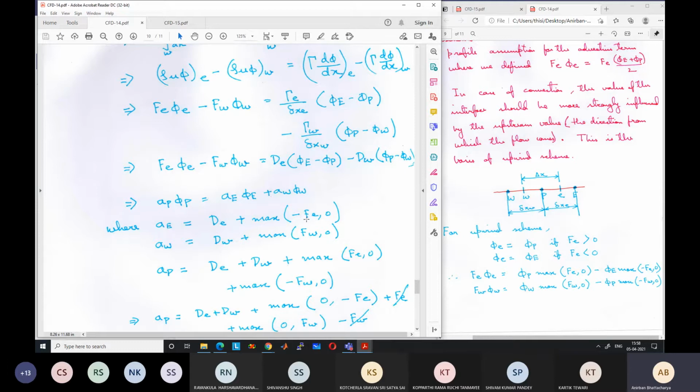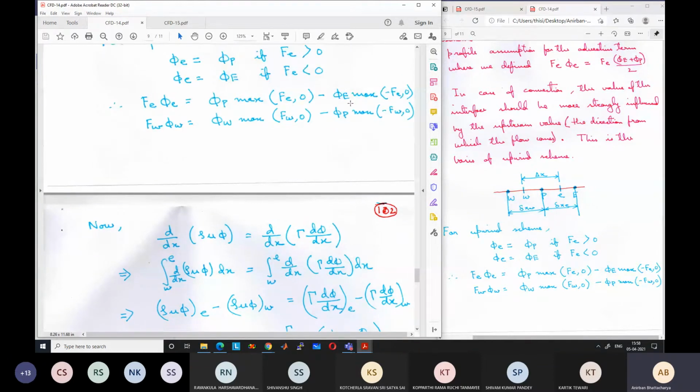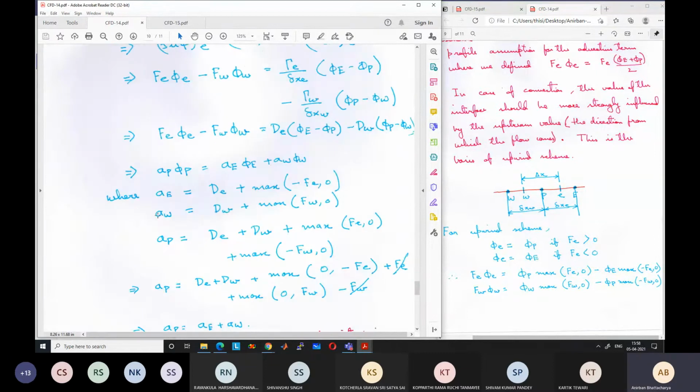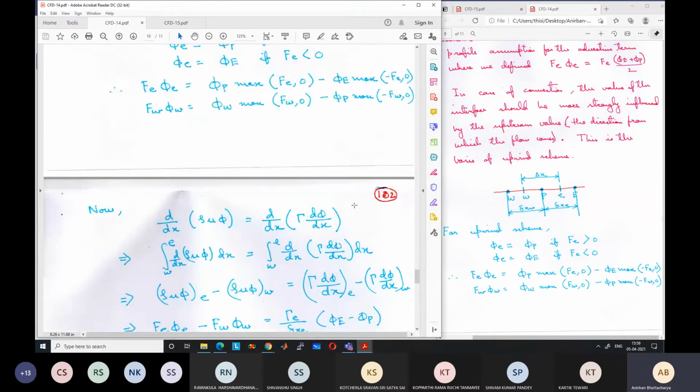of minus Fe comma 0. D comes from here, and this max of minus Fe comma 0 comes from this coefficient. Similarly, AW is equal to DW plus max of Fw comma 0. Again, it can be obtained easily. DW comes from here, and this max of Fw comma 0 comes from this expression.